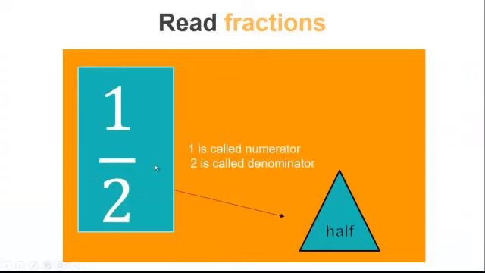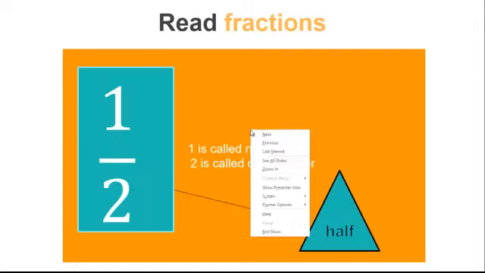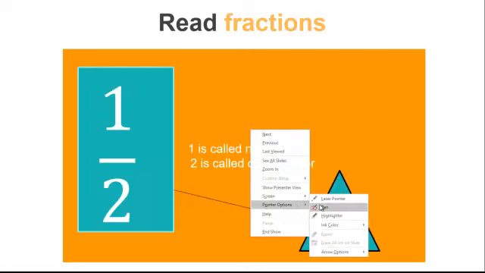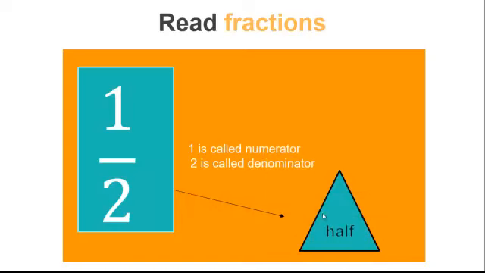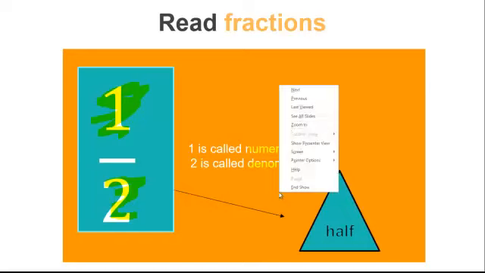First of all, reading fractions. If I have a fraction like that, I can read it in two ways, 1/2 or half. This one is called numerator and 2 is called denominator. Once more, the 1 is called numerator and 2 is called denominator.